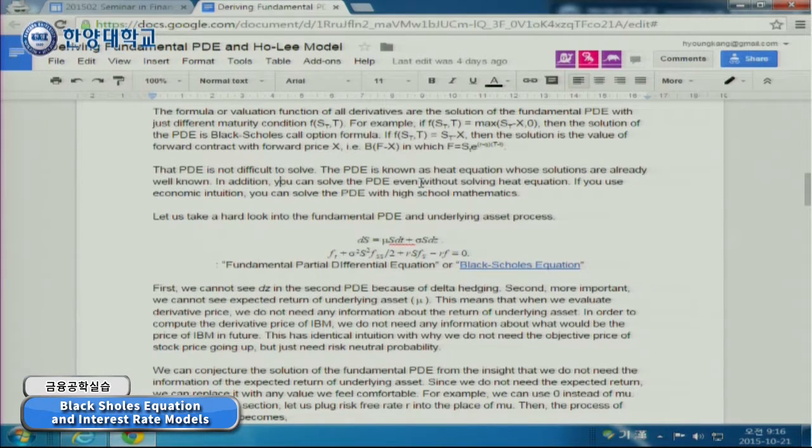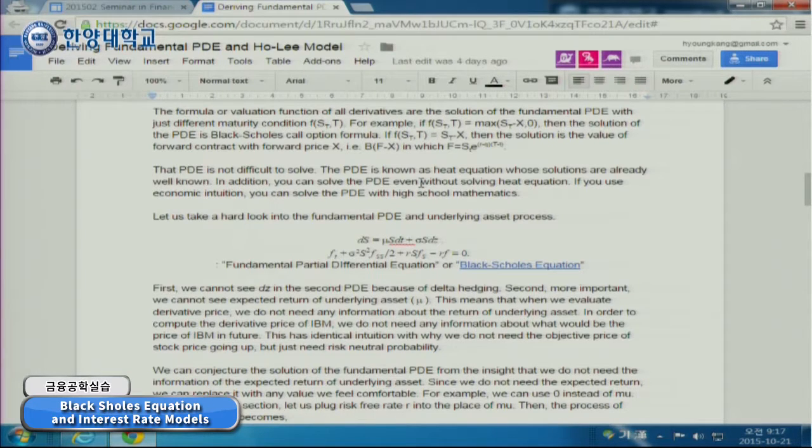The PDE is not difficult to solve. It is known as the heat equation, whose solutions are already well known. In addition, you can solve the PDE even without solving the heat equation. If you use economic intuition, you can solve the PDE with only high school mathematics. Remember, in our class, we don't deal with mathematics more difficult than high school level. Then how do we solve this PDE without solving the PDE, with just some high school mathematics and economic intuition?